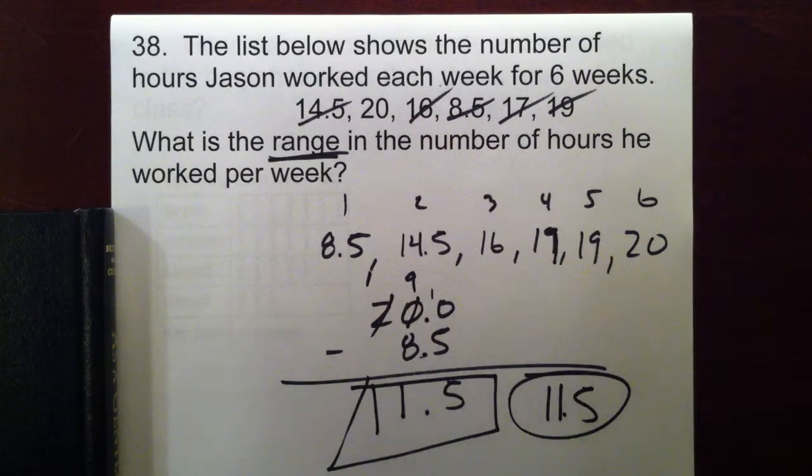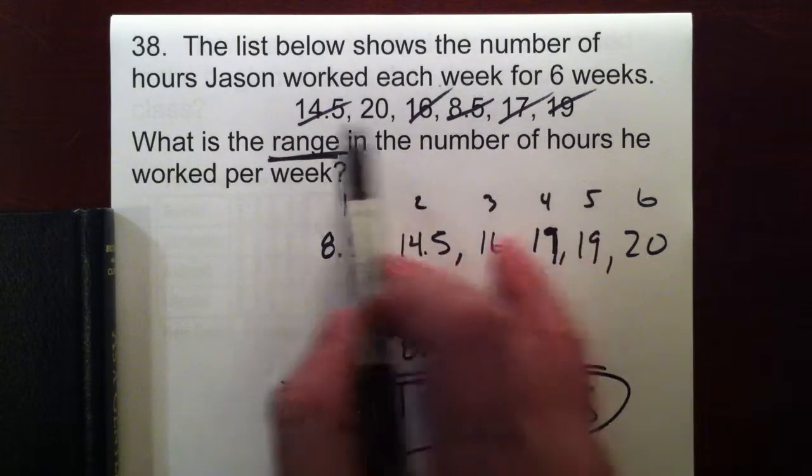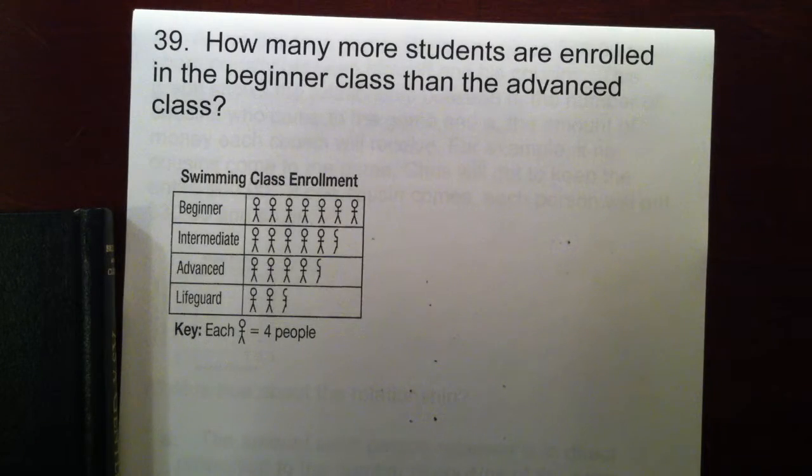Please remember to put those in order from least to greatest, because if you just look at the ends, you're going to take 19 and subtract 14.5 and come up with 4.5, and that will be wrong.